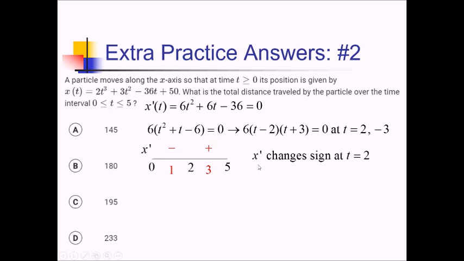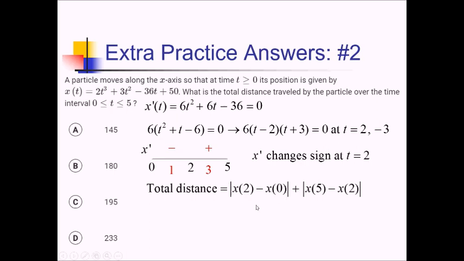Okay, well that means that I need to calculate the distance between times 0 and 2, the positions at times 0 and 2, and I need to take the absolute value of that distance, and then I need to add to that the absolute value of the distance at times 2 and 5. So my setup then, I have absolute value of x of 2 minus x of 0 plus absolute value of x of 5 minus x of 2. So I'm going to calculate what x of 0, 2, and 5 all are, and then I'll plug it back in here.